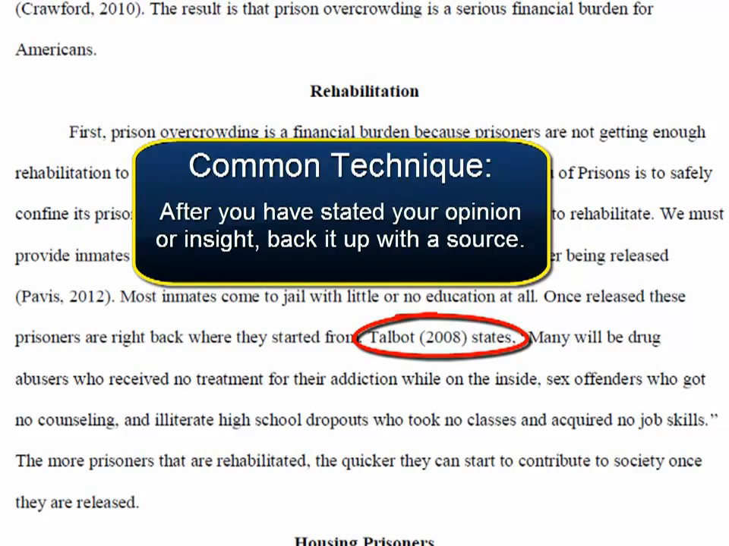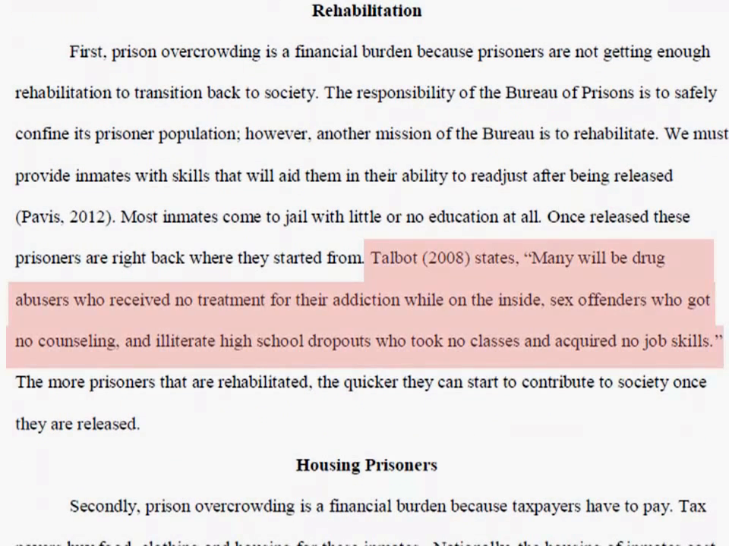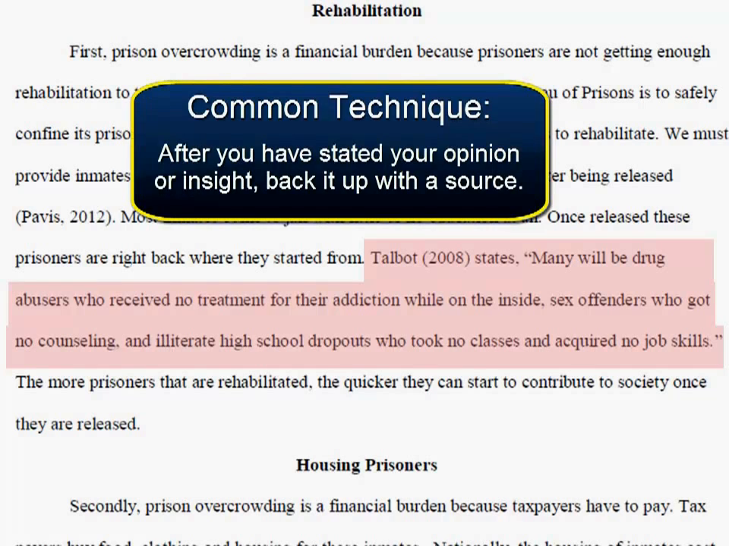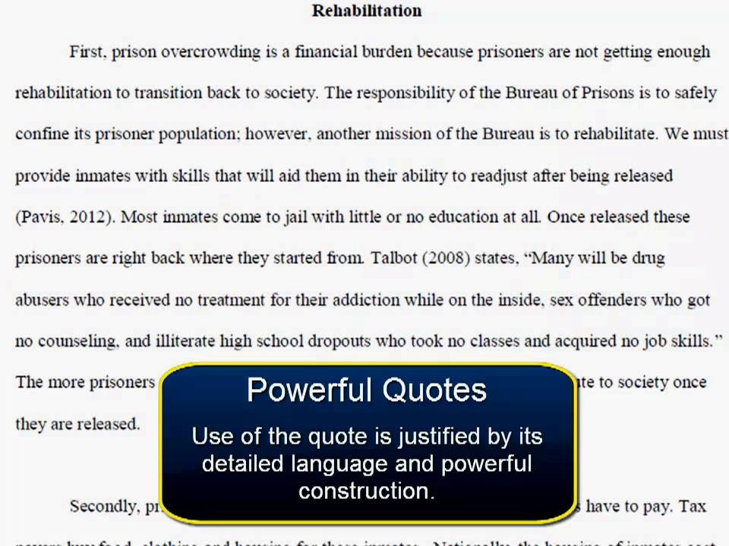Let's read this quotation and see if there is justification for using the author's exact words to take up space in Jane's paper. Talbot states, "Many will be drug abusers who received no treatment for their addiction while on the inside. Sex offenders who got no counseling, and illiterate high school dropouts who took no classes and acquired no job skills." That was well written by Talbot, and paints a bleak picture of people who are doomed to repeat offenses due to the lack of basic help.